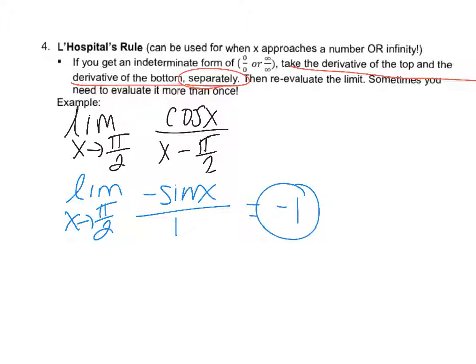Keep in mind, if L'Hopital's gave me another indeterminate form, like 0 over 0 or infinity over infinity, then I would have to do it again, and I would keep doing it until I got an actual answer. L'Hopital's rule can be used when x approaches a number, like pi over 2, or infinity, so it's going to come up again in the next part.